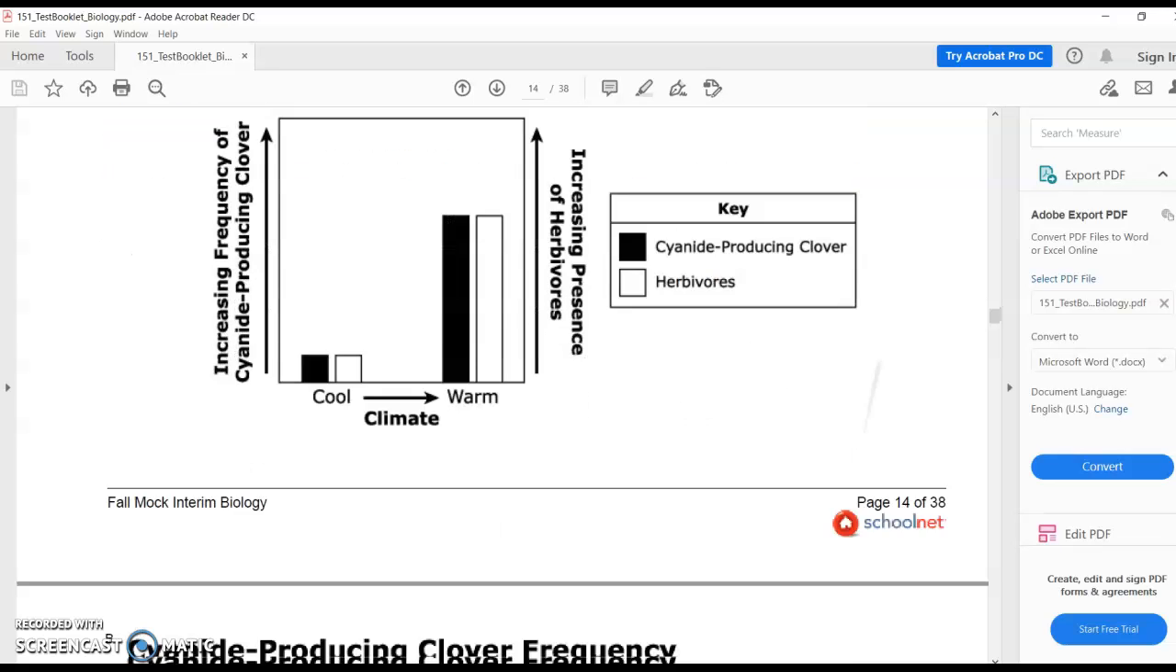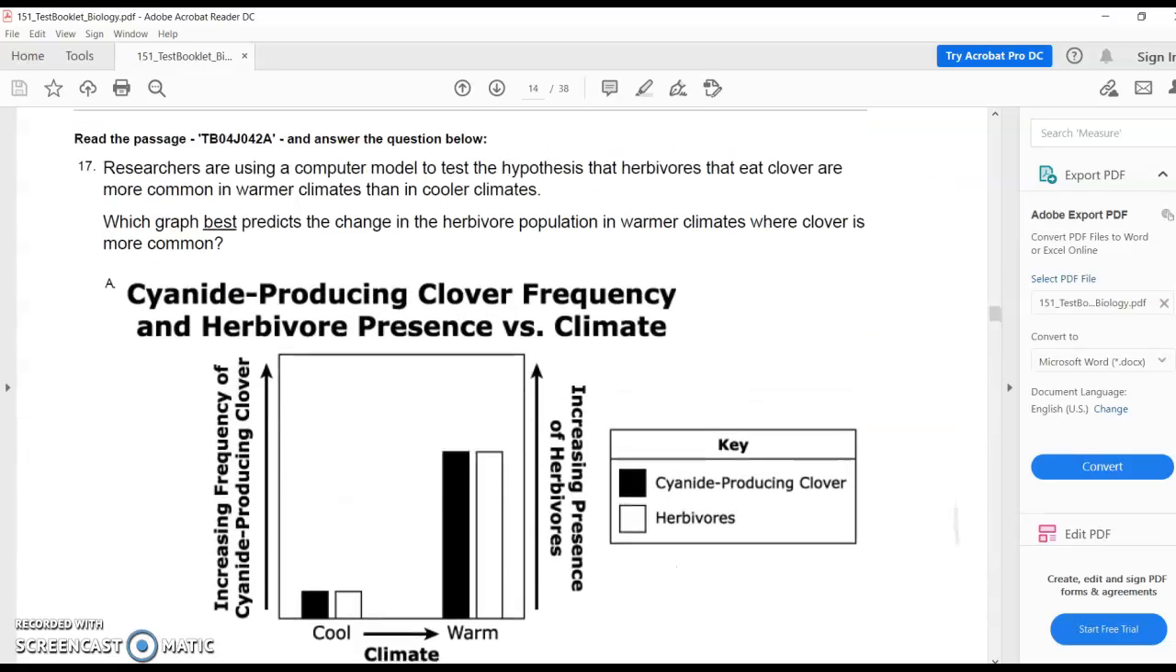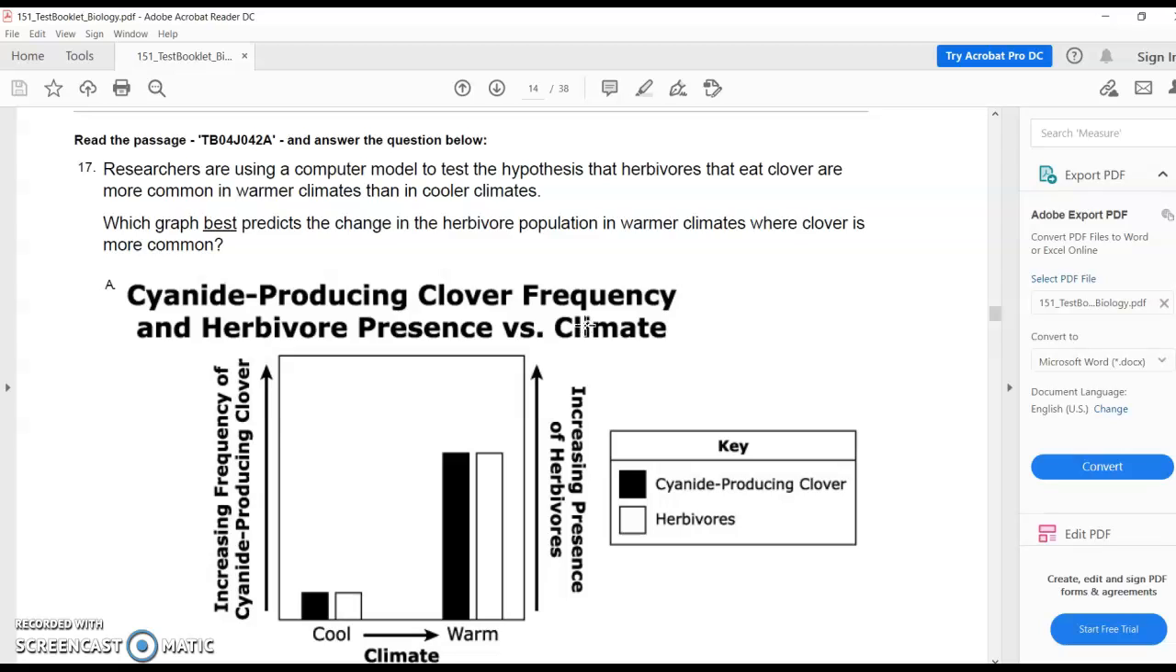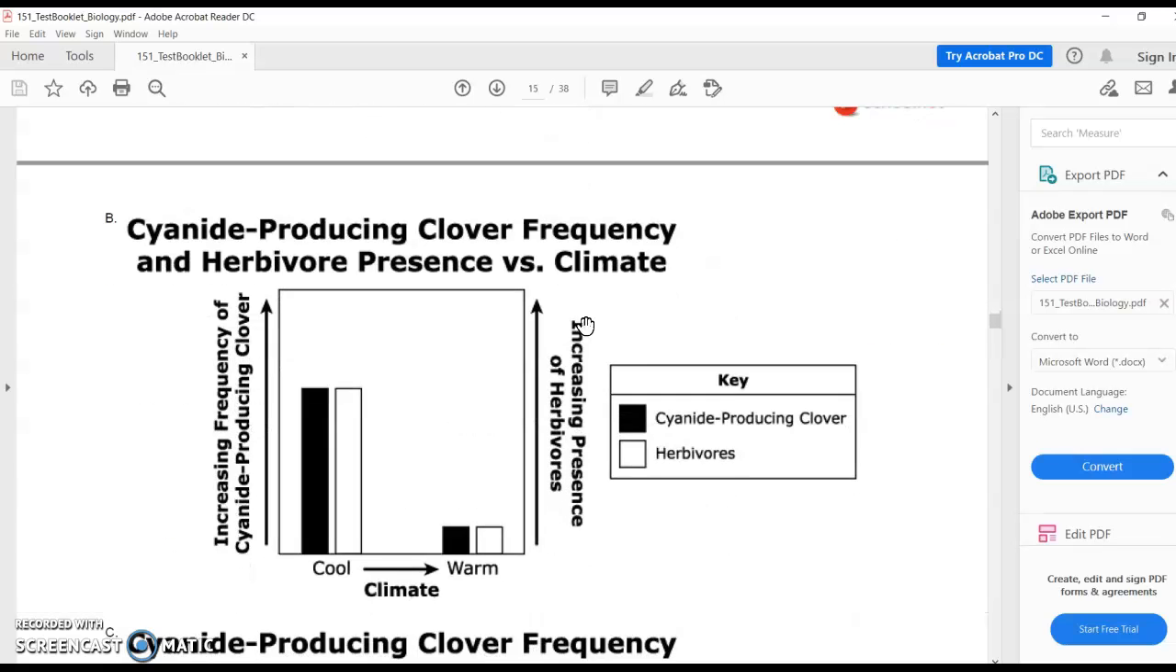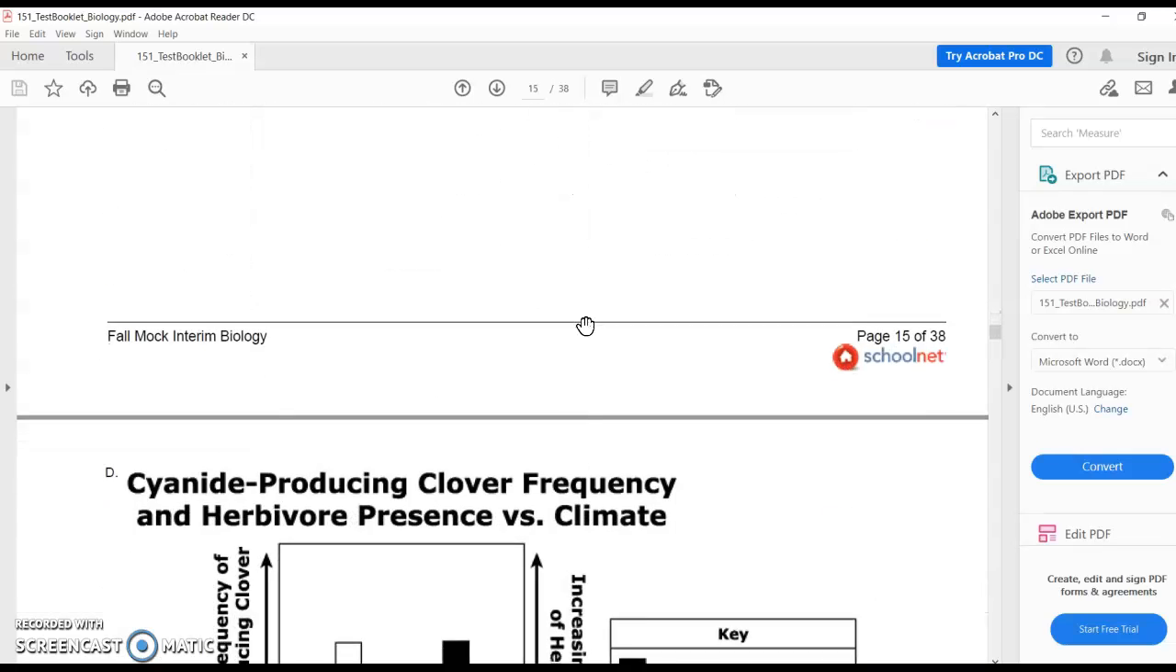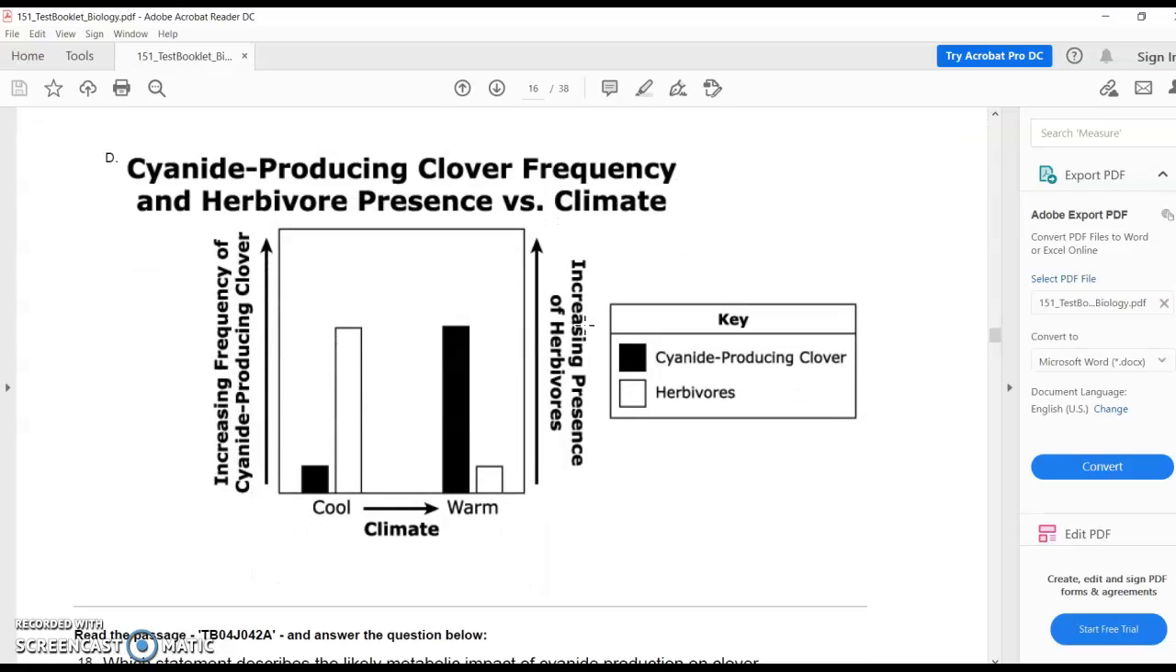And so you're looking for, in question 17, which graph best predicts the change in the herbivore population in warmer climates where clover is most common. And so looking at those, the correct answer is going to be D. So when it is in cooler weather, you're going to have more herbivores because there's a low amount of clover, so it doesn't affect the herbivores that eat the clover, so they're going to have a higher amount of herbivores.